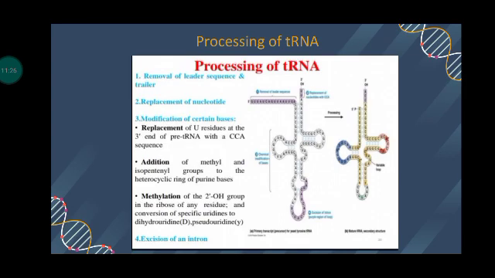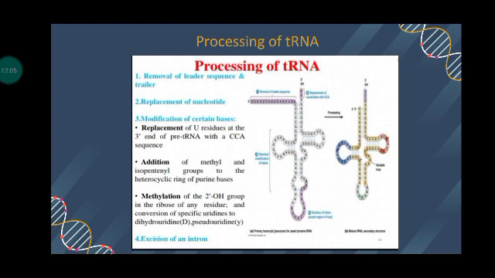So after mRNA, now we'll see how tRNA is processed. tRNA is processed by removal of a leader sequence and a trailer, which is present at the 5' end of the pre-tRNA, and replacement of some nucleotides and modification of certain bases also happens during the processing of tRNA. For example, you can see at the 3' end, the pre-tRNA contains UUA. This is changed to a CCA sequence in the mature tRNA.